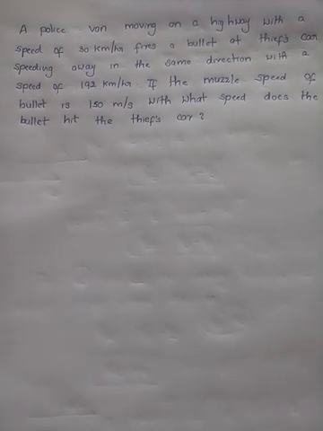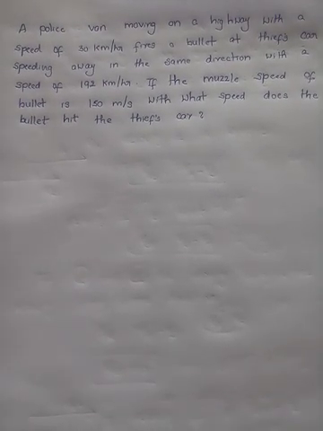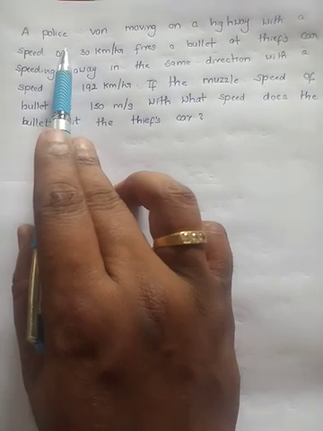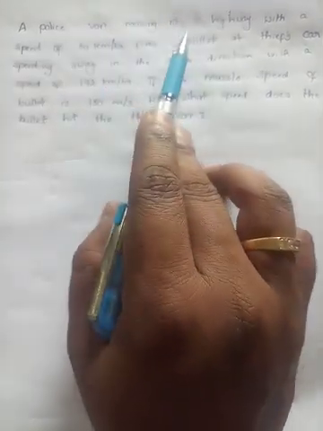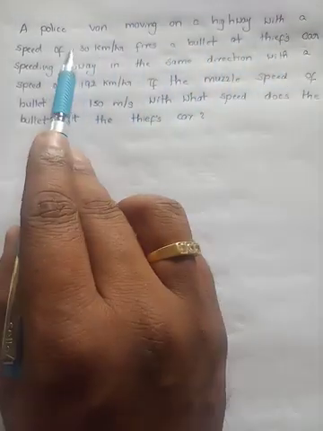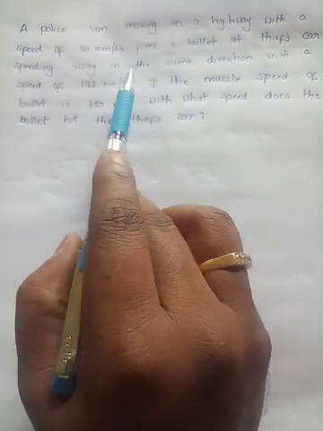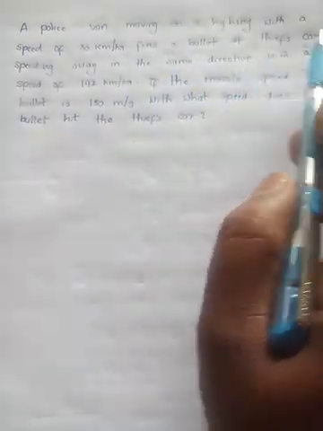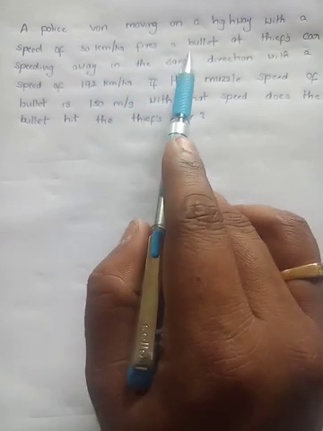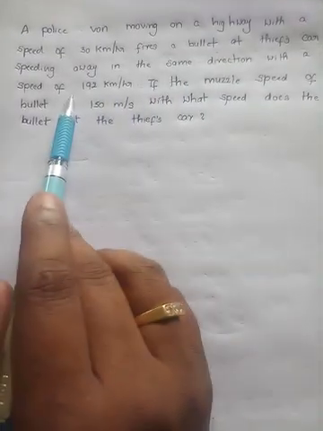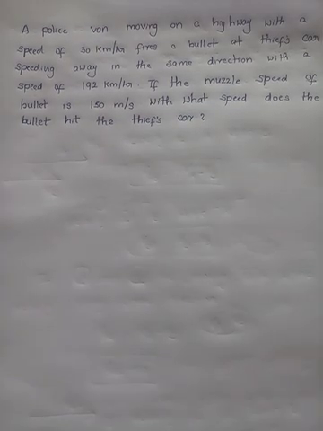Let us take the question. A van moving on a highway with a speed of 30 km per hour fires a bullet at a thief's car, speeding away in the same direction with a speed of 192 km per hour. If the muzzle speed of the bullet is 150 meter per second, with what speed does the bullet hit the thief's car?